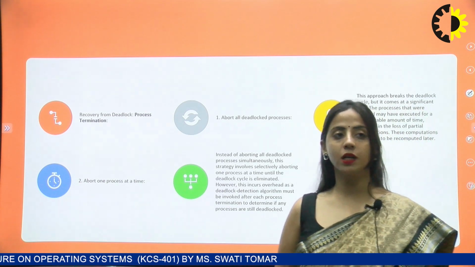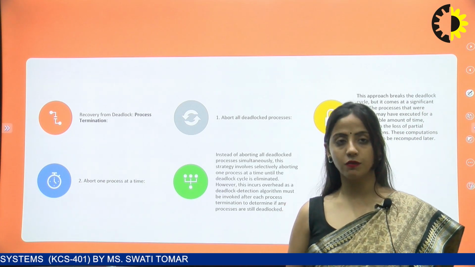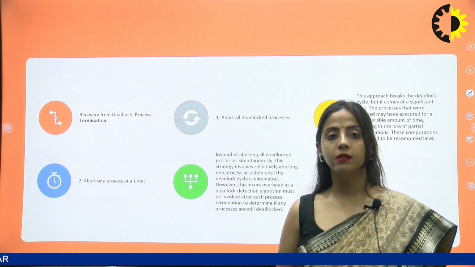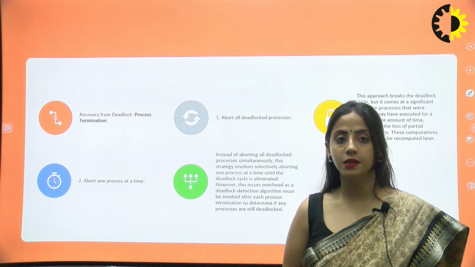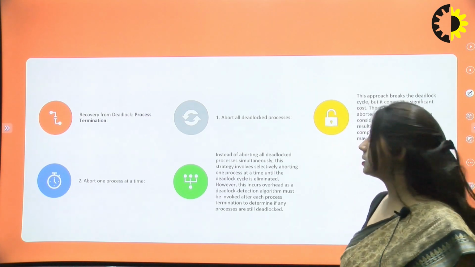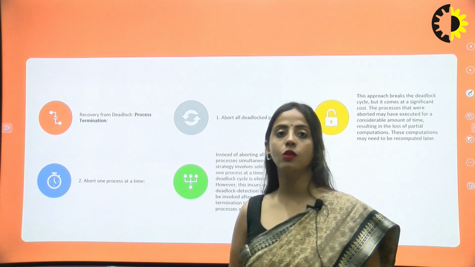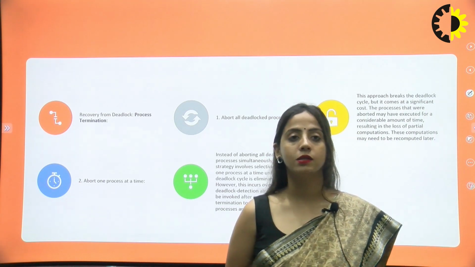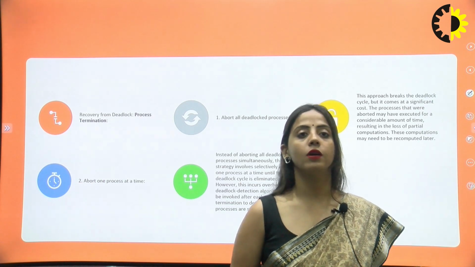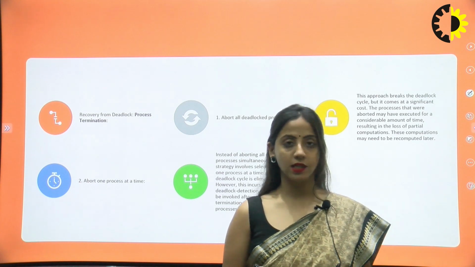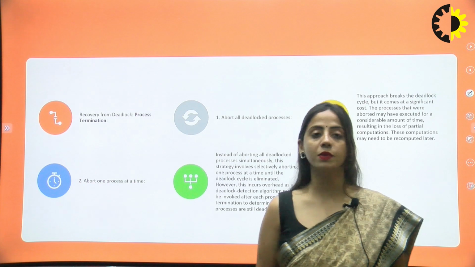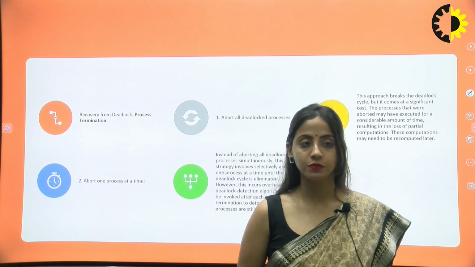How can you recover from deadlock? Process termination. First is to abort all deadlocked processes. Second is to abort one process at a time. When you abort all deadlocked processes, this approach breaks the deadlock cycle, but it comes at a significant cost. The processes that were aborted may have executed for a considerable amount of time, resulting in the loss of partial computations. These computations may need to be recomputed later.